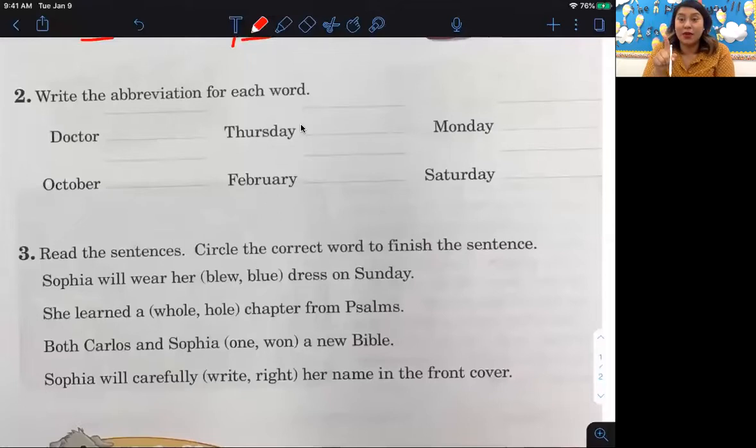Oh, and something to remember about abbreviations. They always go capitalized and they have a punctuation at the end. Michael, what is it? A period. Very good. Capital D and R period. If you already had that on your paper, you remembered. Good job.